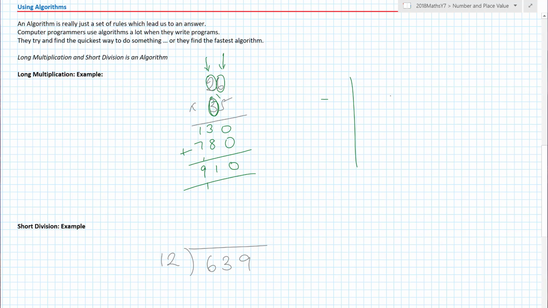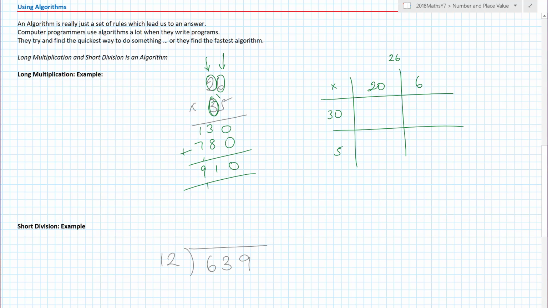We can actually use a grid method. And we can put a times here, and we can actually say 26 is the same as 20 and 6. And we can say that 35 is the same as 30 and 5. Now, the great thing about this is actually we've broken this down and made our multiplication much, much simpler.